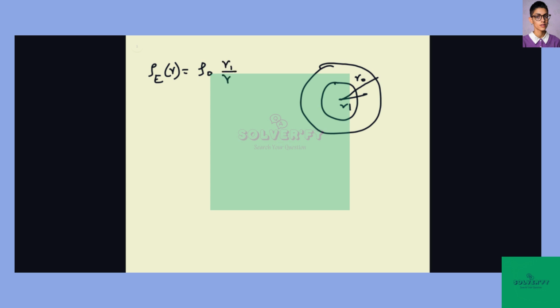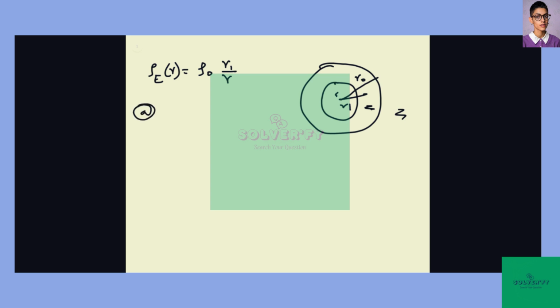So we have a spherical shell of inner radius r1 and outer radius r0, and its charge density varies with r as rho naught r1 by r. So we want to find out the field inside, in the shell, and outside.